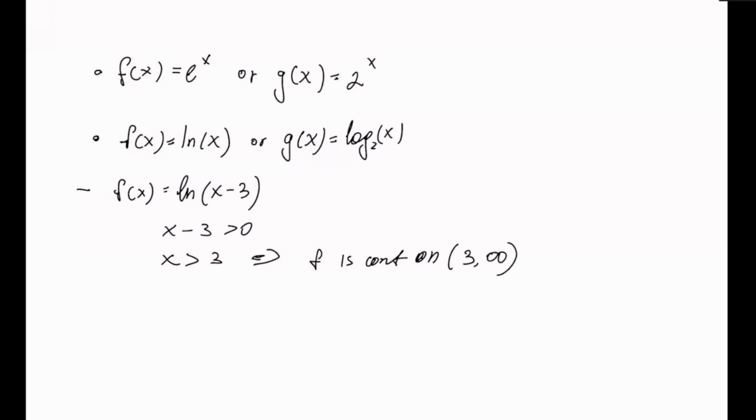Now, for trigonometric functions, sine, cosine, tangent, and their friends, they are continuous wherever they're defined. Sine and cosine are continuous everywhere. Tangent has a vertical asymptote where cosine of x is equal to 0. So tangent of x is continuous everywhere except x equals pi over 2 plus n pi for all integers n.